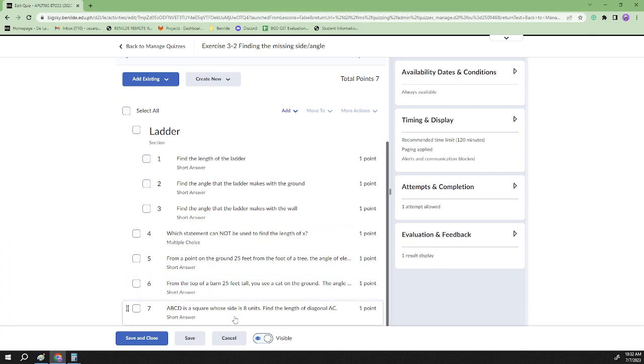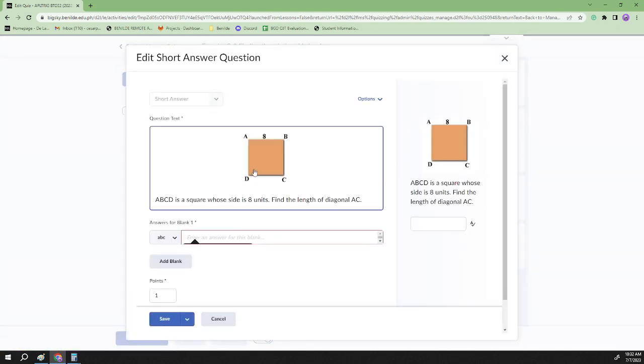Okay, no questions. I have a square whose side is 8 units. Find the diagonal AC. Ano yung sagot niya dito? What did you guys answer for this? What is the length of diagonal AC? Yeah, medyo. Medyo masyado maraming na round off mo doon.